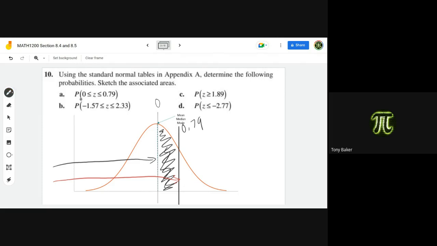So 0, if you look at the table, is actually point... That's okay. It's 50. And if you think about it, it should be 50, right? Because 0 is right in the middle. So the first half is 50 and the second half is 50. So that's 0.500. Now look for 0.79.